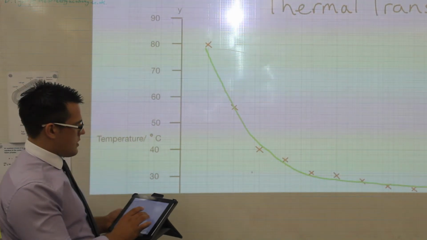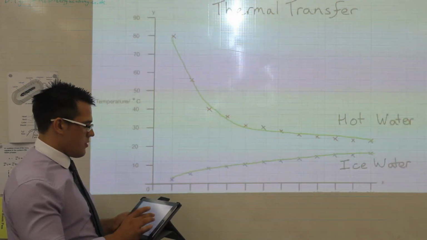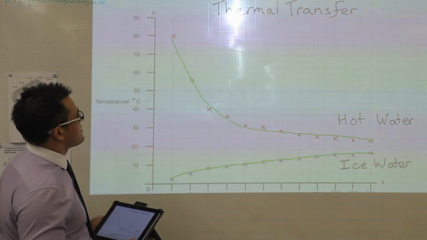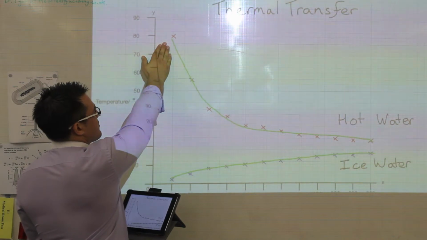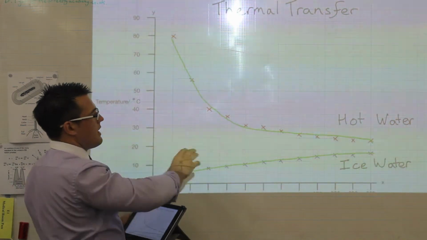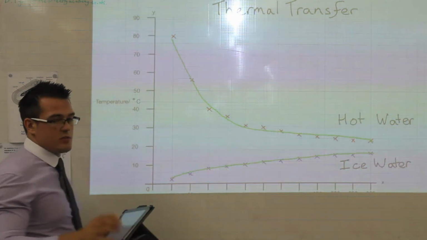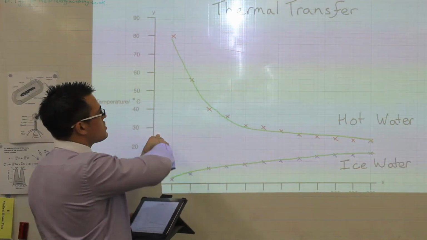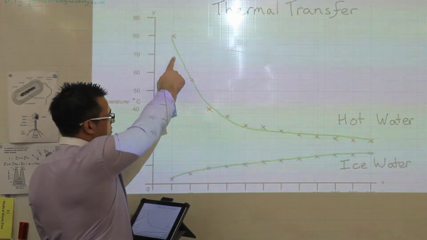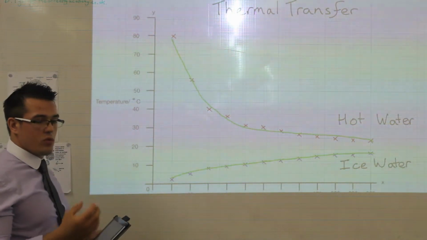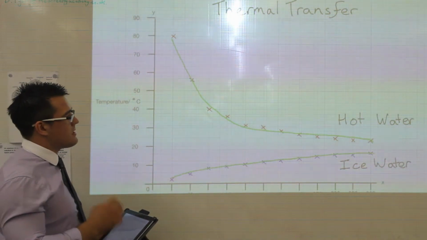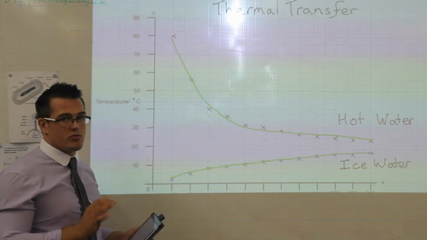So if we have a look at the line of best fit for the hot water first, we'll see that initially there is a very big temperature difference between the hot water and the regular normal water that was in the beaker. So because there is such a big difference, it very rapidly loses that heat to the water in the surroundings. Now this phenomenon is called a temperature gradient.